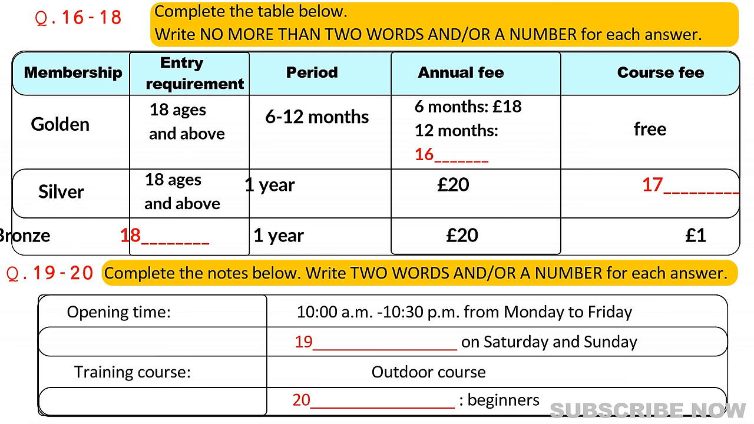The fee of our 12-month silver membership package is £20. Climbers have to pay £1 for each course. Both gold membership and silver membership are offered to climbers over the age of 18. Meanwhile, younger climbers aged from 14 to 17 should try the bronze membership, which is more suitable. It has the same period and price as the silver membership.